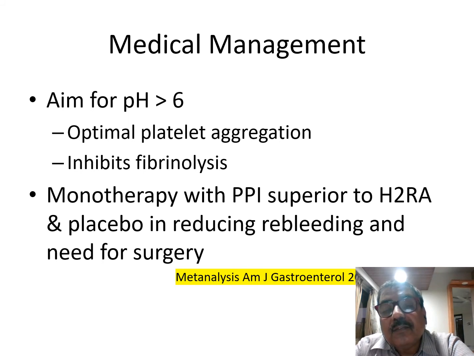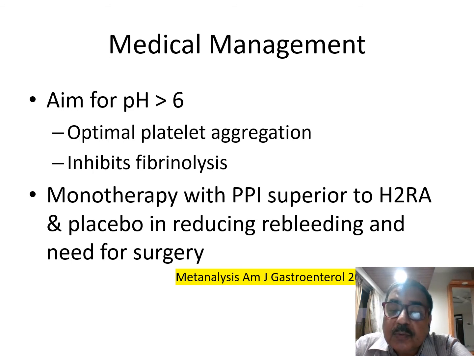What is the aim of management? You have to bring the pH of the gastric antrum to more than 6. Because at more than 6, there is adequate platelet aggregation, and fibrinolysis is inhibited. So whatever bleeders are there, they stop bleeding. That is why there is immediate use of proton pump inhibitors.